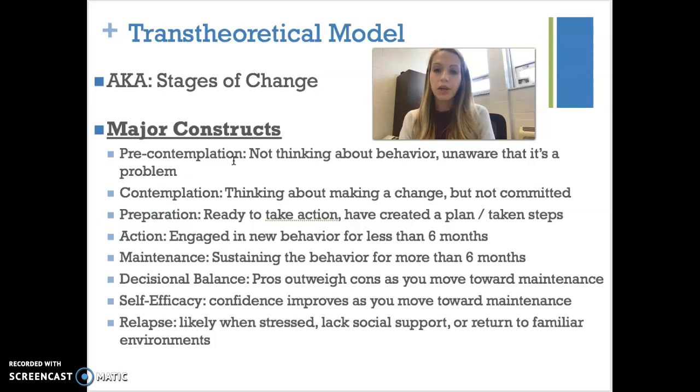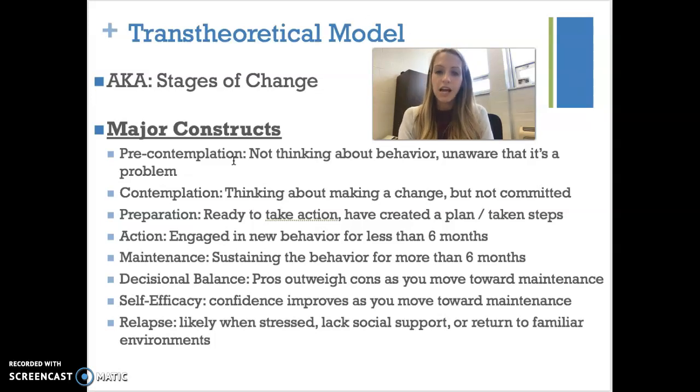Self-efficacy also plays a role in this model. So confidence improves as you move towards maintenance, right? Those first 6 months might be a little rocky, like I'm not sure if I can do this. I don't know if I can really be sober. But once you move towards maintenance, that self-efficacy, like, okay, I can do this, I got it. As you move into 6 months or more, that self-efficacy moves up.